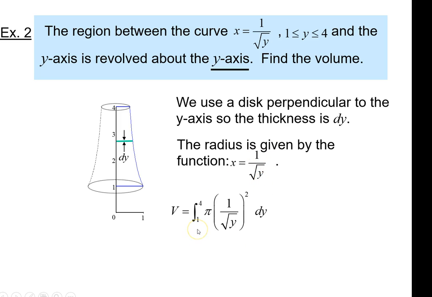So when we put this together, we have pi times the radius squared, right? The function itself is the radius, dy. And we're going from 1 to 4 because that's the region they told us to restrict it to in terms of y. So then we're going to integrate that, clean it up a little bit first, move the pi to the front probably, and integrate that.